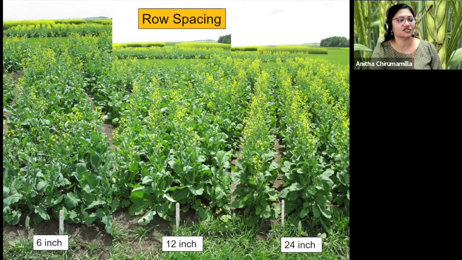So these are the pictures showing the different row spacings, 6 inch, 12 inch, and 24 inches. And you can see there is good canopy cover in the narrow spacings of 12 inches and less. And in 24 inches, you can see the open ground, where we are inviting weeds to grow, right? If we have open ground, weeds are opportunists and they'll take over.